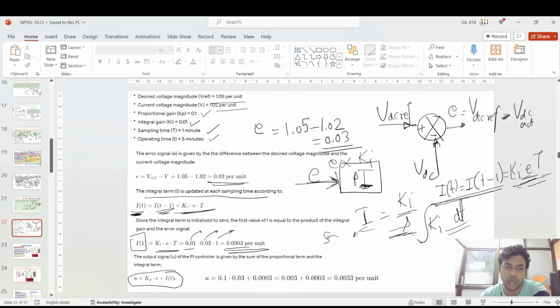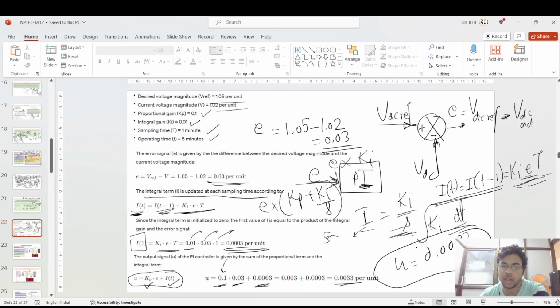So basically, the whole crux is that the transfer function output is KP times E plus I(t), because it's an error signal. The error is multiplied by KP plus KI by S, so it is multiplied with the KP and also goes through the integral. If you put the values here, KP is 0.1, the error is 0.03 and I(t) comes out to be 0.0003, so U will come out to be 0.0033.